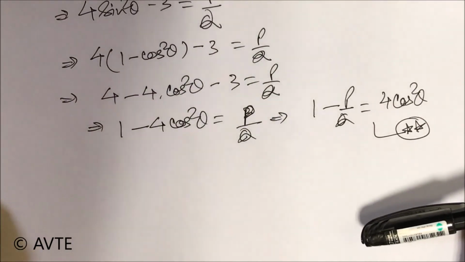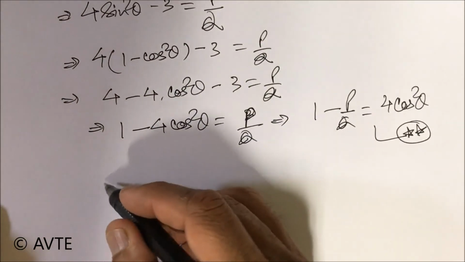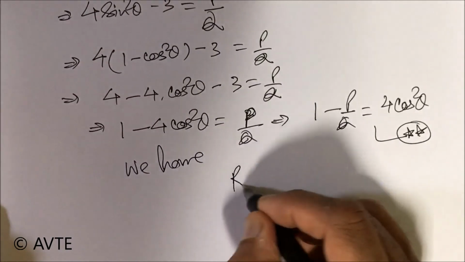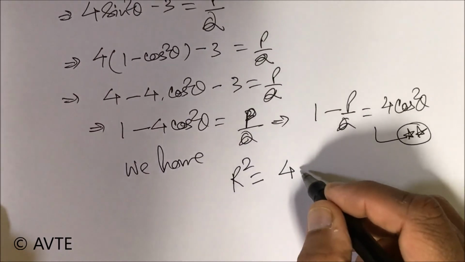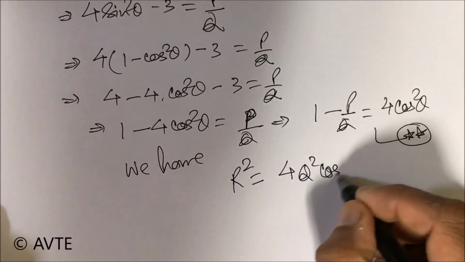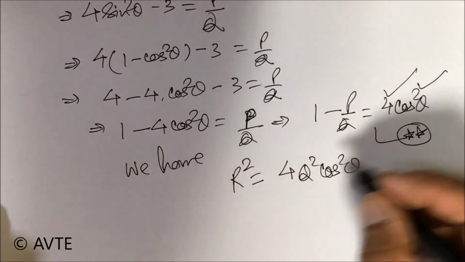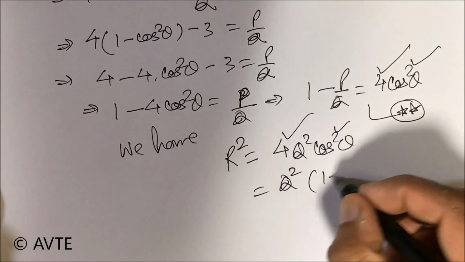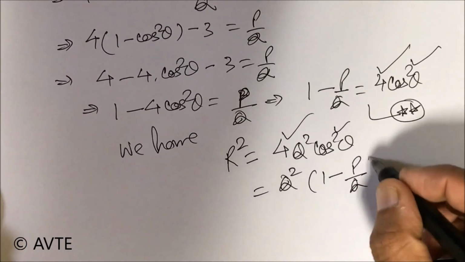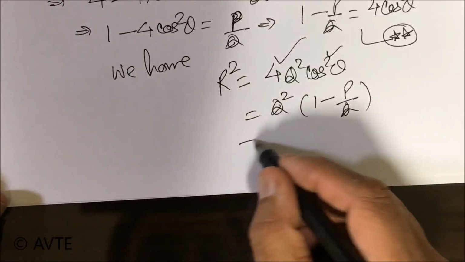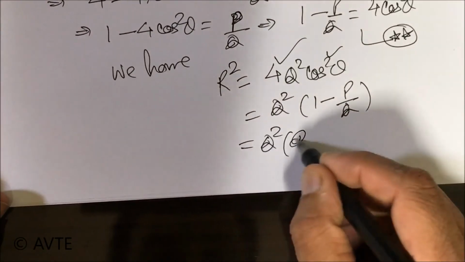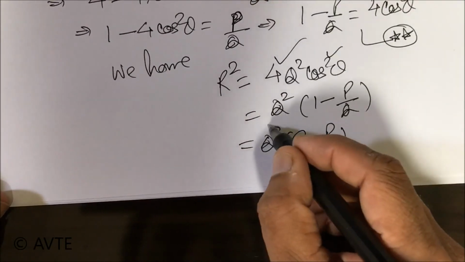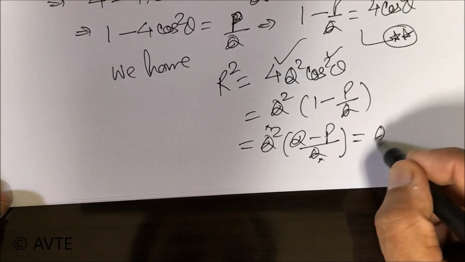Now please put 4 cos square theta. If you remember what star is, we already have R squared is equal to 4 Q square cos square theta. So straight away we can put the value of 4 cos square theta here, which is Q square. And you can see that by taking the LCM, we are easily reaching the answer. This Q and 1 power is gone. So this is the proof.